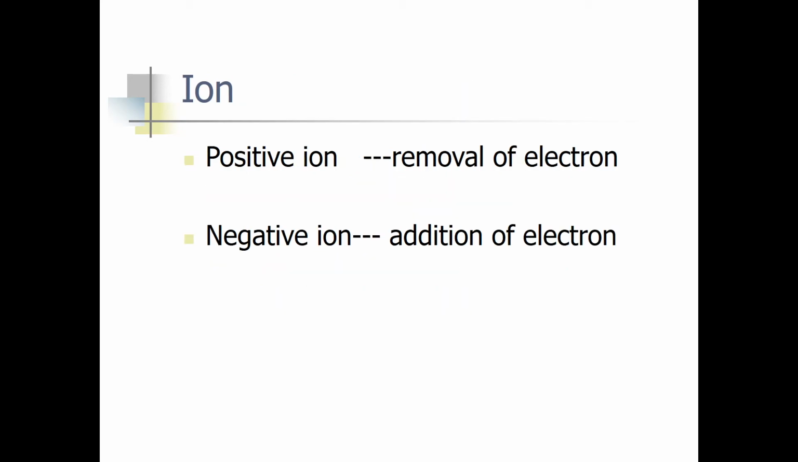So remember that a positive ion is the removal of an electron, and a negative ion is the addition of an electron. Both take energy to do so. So what do you think? How do you think the ionization energy changes as we go down the group?